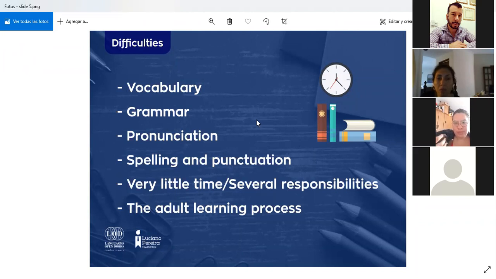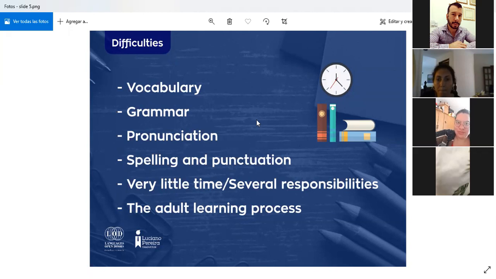I think what happens is that adults tend to filter everything through Spanish. They would speak with a Spanish accent, or they would pronounce all the letters as if it were Spanish. They would filter everything through Spanish. So that was a problem for me. Yes, very good, Flora.